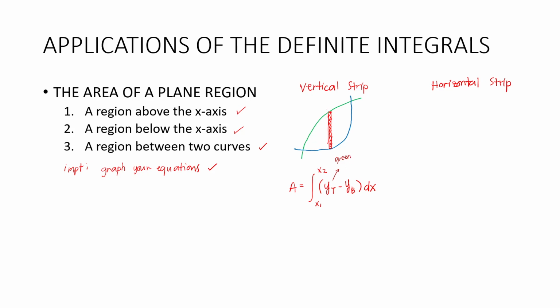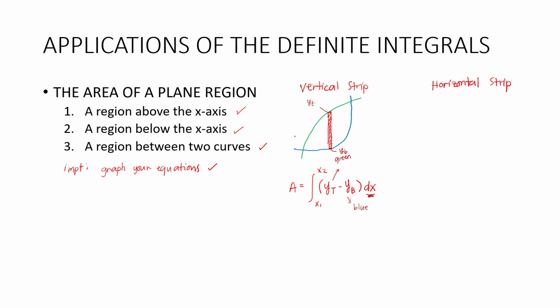Then for y bottom, so again, this one will be the y top. And then this one would be the blue graph. So whatever is touching the bottom part of the vertical strip, that would be the y bottom. And again, that would be the blue part. So again, we are all in terms of x, because this one is dx, right? So it should all be in terms of x.